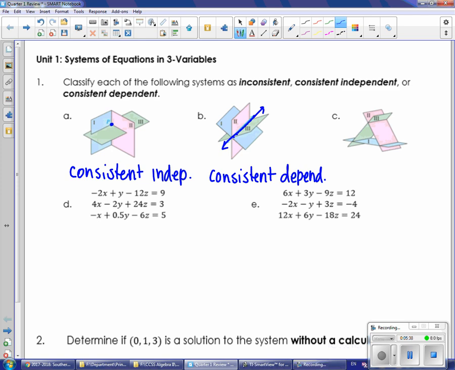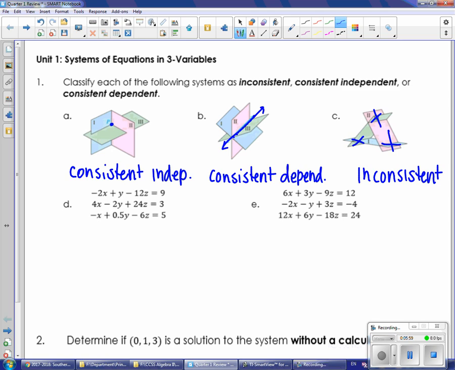In letter C, I can see that the planes intersect, but they don't all intersect at the same place. Like these two planes intersect here, these two planes intersect there, and these two planes intersect here. But they don't all three intersect at the same spot. So they don't all three collide. So therefore, we would call this an inconsistent system.